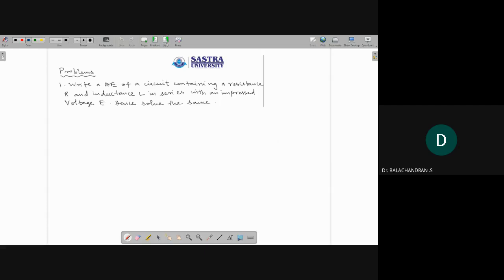The first problem is: write a differential equation of a circuit containing a resistance R and an inductance L in series with an impressed voltage E, and hence solve the same. So I need a differential equation. Can anyone of them tell?